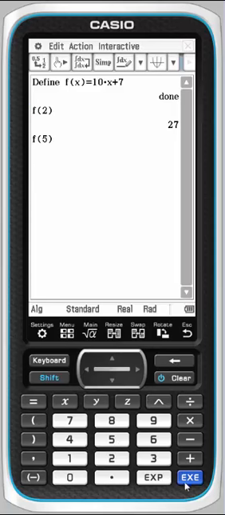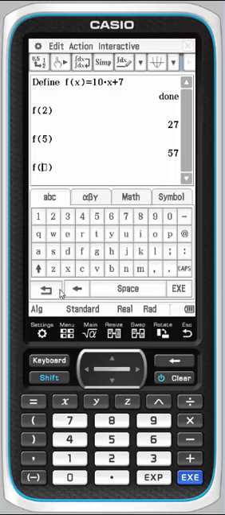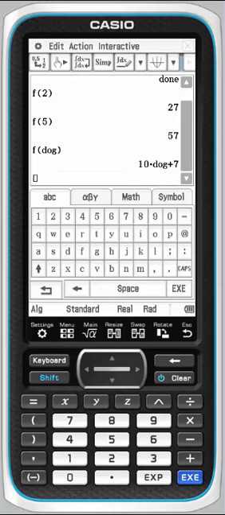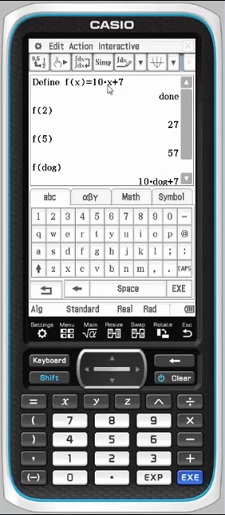F of 5. One of my favorite things to do when introducing this function notation to students is, instead of a number, I will put in a word, just so that they see the behavior, because sometimes this looks like magic, and hopefully it becomes clear that I'm doing 10 times whatever goes in those parentheses plus 7 to follow this pattern.